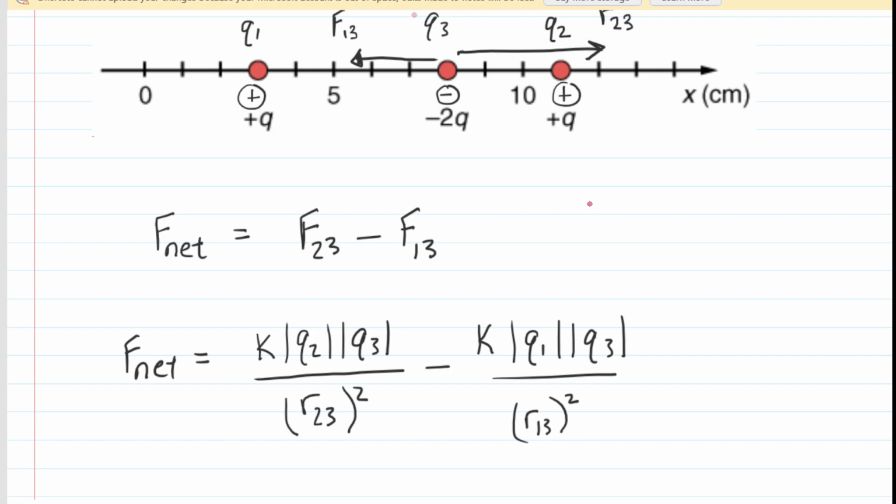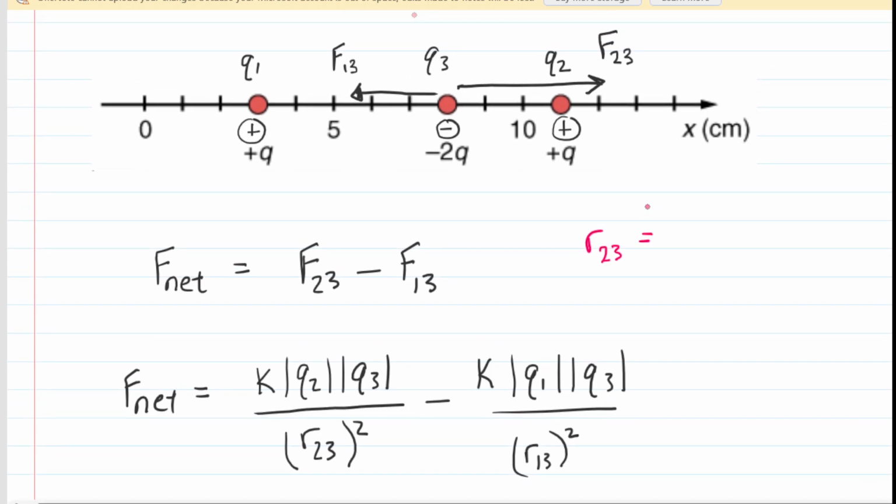So let's take a small aside here. Let's figure out the distance between charges 2 and 3. Now take a look at the diagram, pause the video, see if you can figure out what the distance between charges 2 and 3 would be.